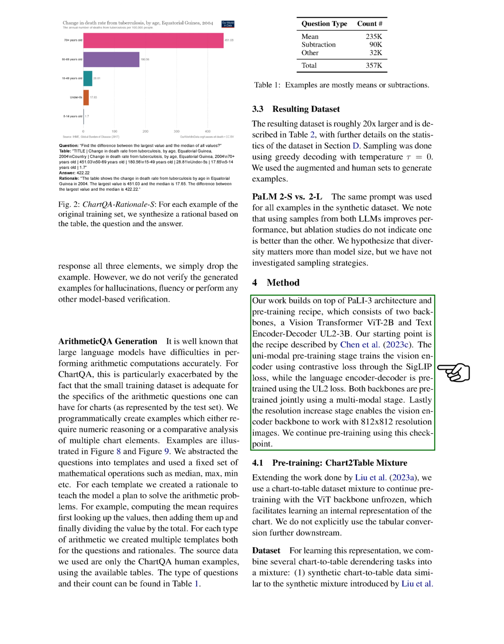To learn this representation effectively, we combine various chart-to-table derendering tasks, including synthetic data, existing datasets, and data from challenges. The dataset sources, sampling weights, and the number of examples are detailed in the table. We maintain the existing table formats from the datasets and programmatically create tables for a small portion, ensuring normalization to a standard format.